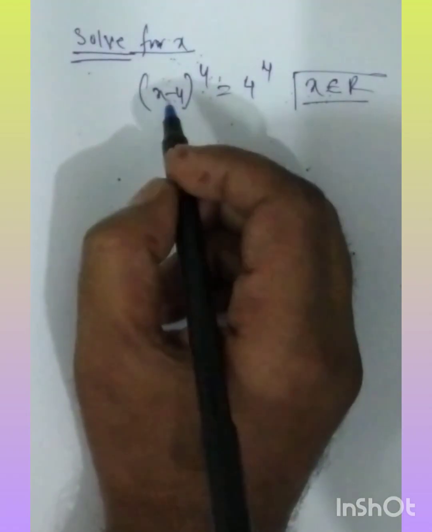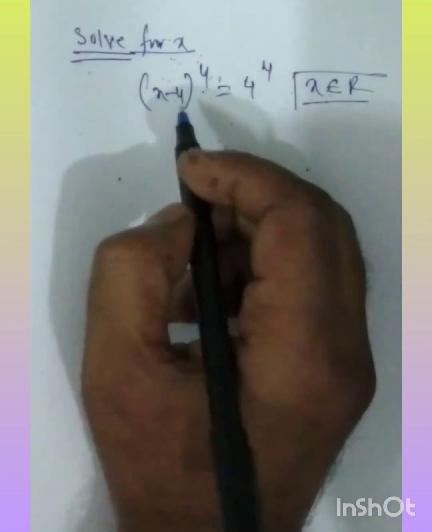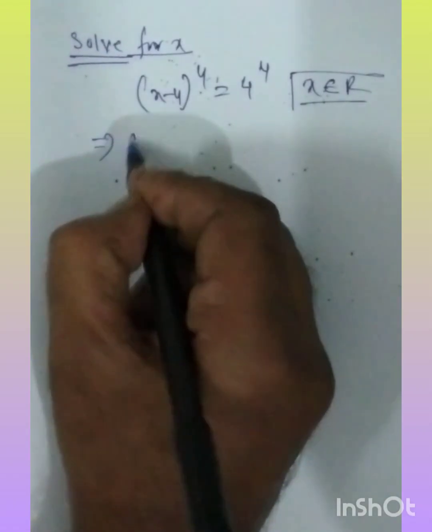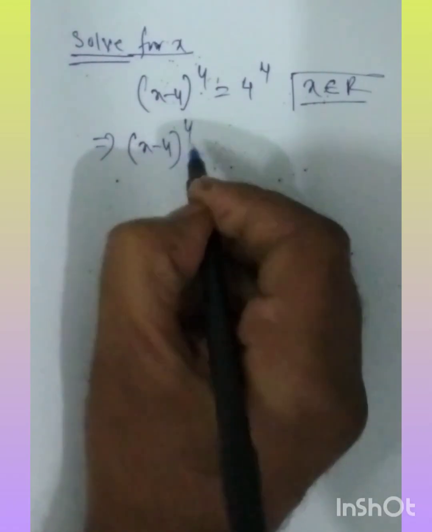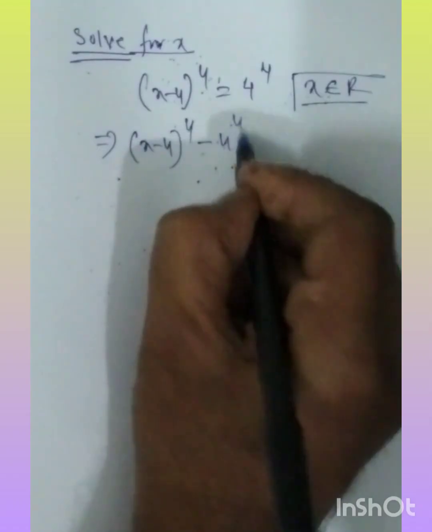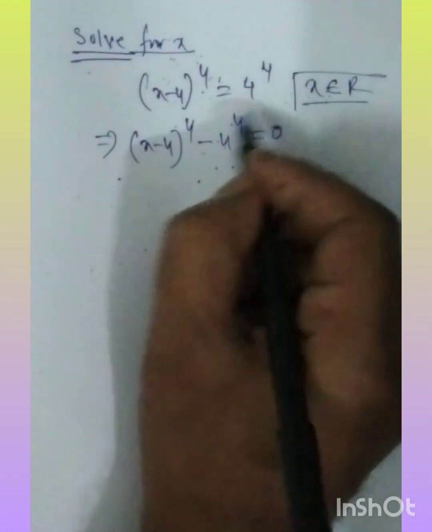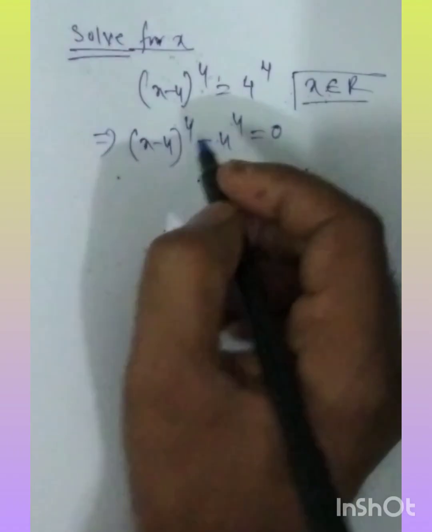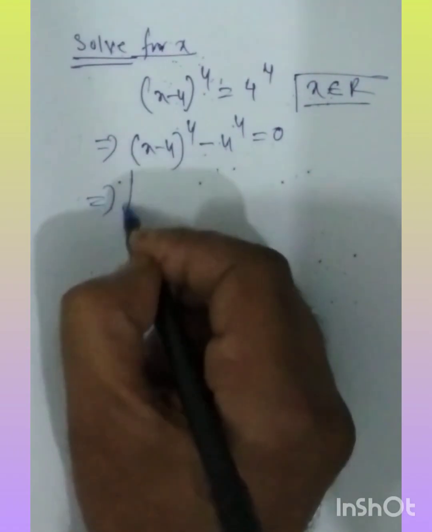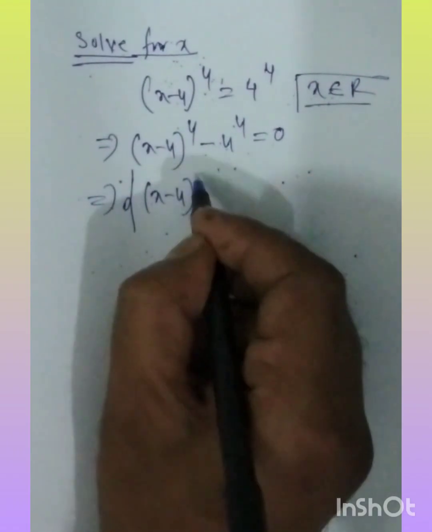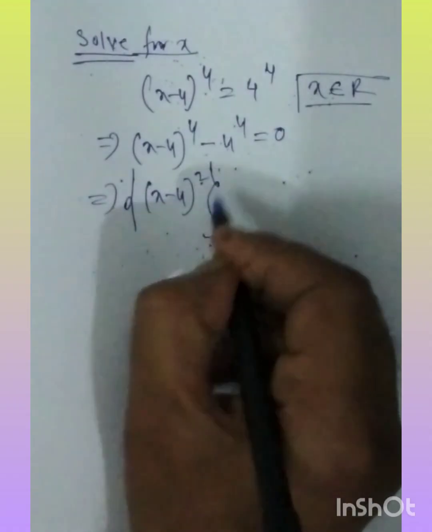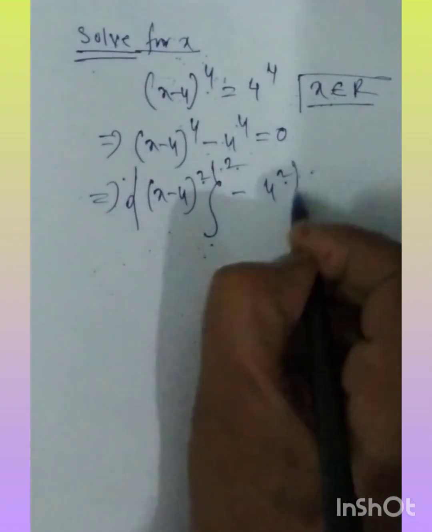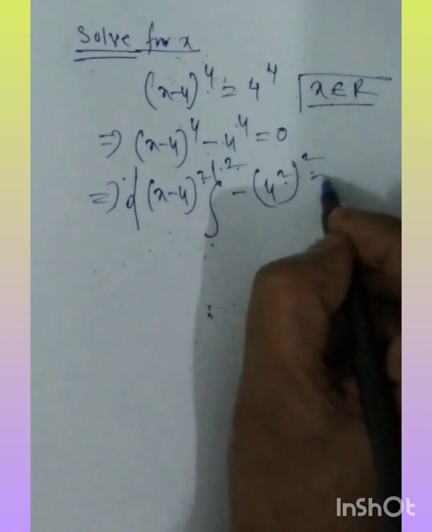Solve this exponential equation for x. Now (x − 4)^4 − 4^4 is equal to 0. Transform 4^4 to the left side. Now ((x − 4)^2)^2 − (4^2)^2 is equal to 0.